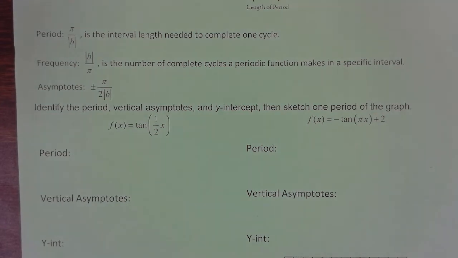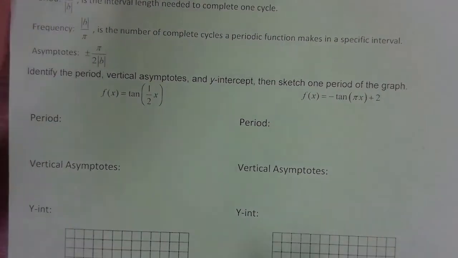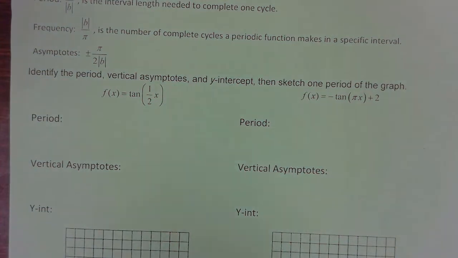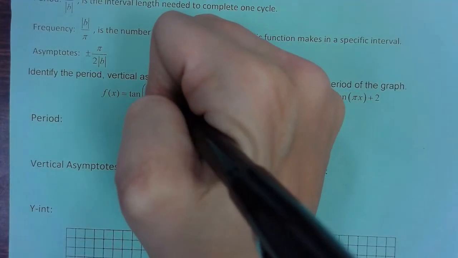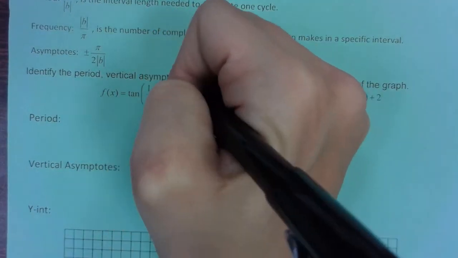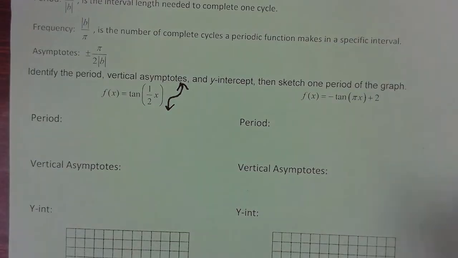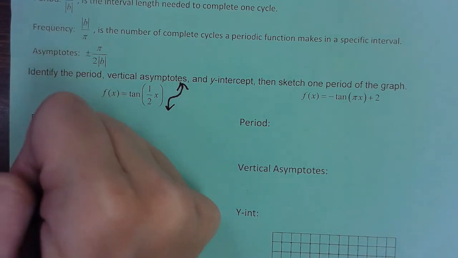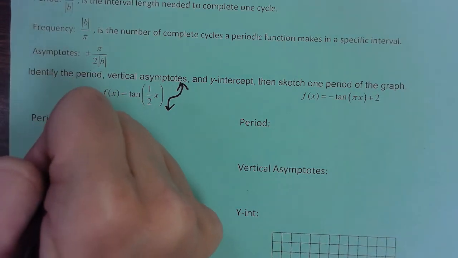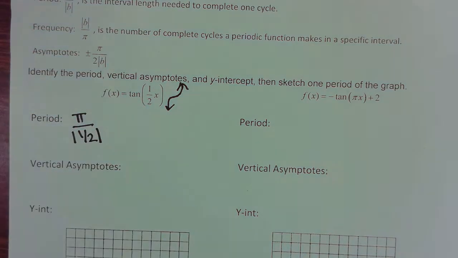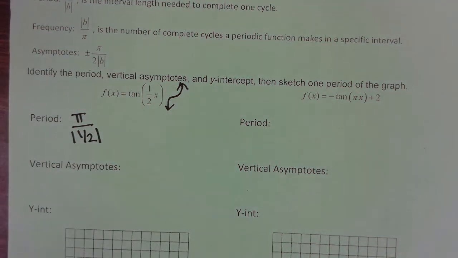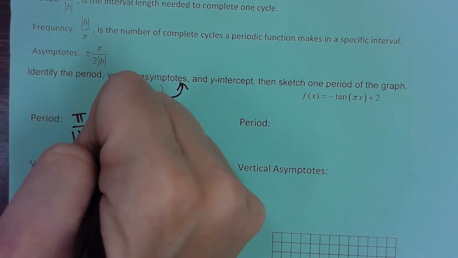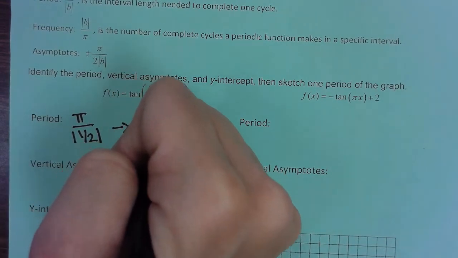Okay, so let's look at this. We have tangent 1/2 x. The first thing I want to point out is that our tangent is positive, so we're going down to up. Our period, remember, is pi over the absolute value of b. Our absolute value of b in this case is 1/2. Dividing by a fraction is multiplying by the reciprocal, so we end up with 2 pi.